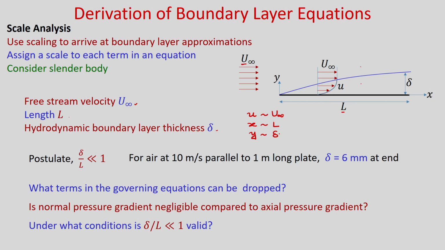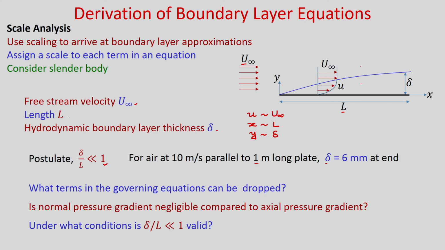So, now we have already shown that for air at 10 meter per second parallel to a 1 meter long plate, delta is 6 millimeter at the end. So, obviously this boundary layer thickness is very small compared to the length of the plate. So, we can postulate that delta by L is much less than 1.